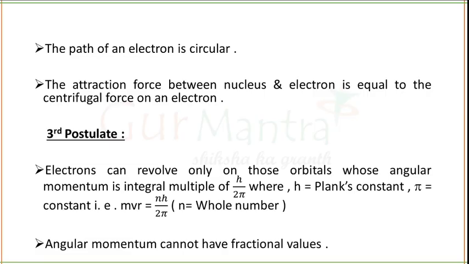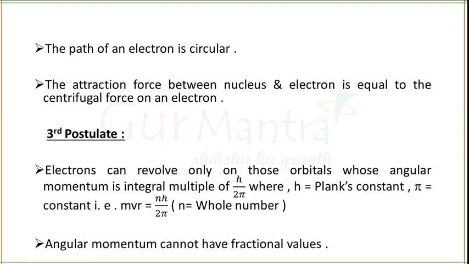The path of an electron is circular. The attraction force between nucleus and electron is equal to the centrifugal force of an electron. Here, it is very important to note that centrifugal force is a force which arises from the body's inertia and appears to act on a body moving in a circular path. And this centrifugal force is directed away from the center, means away from the nucleus around which the body is moving.